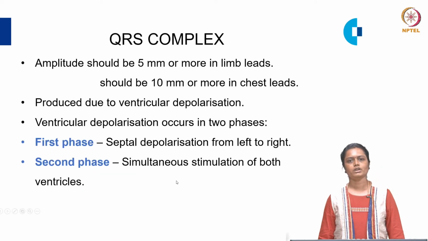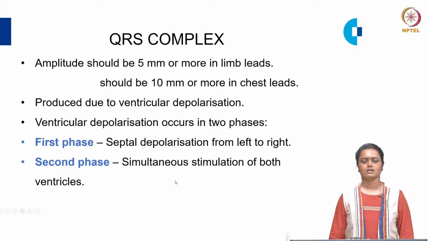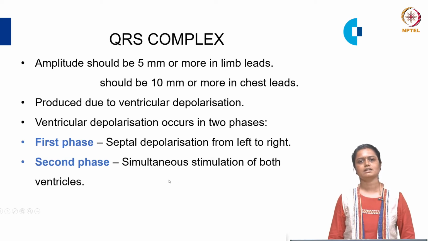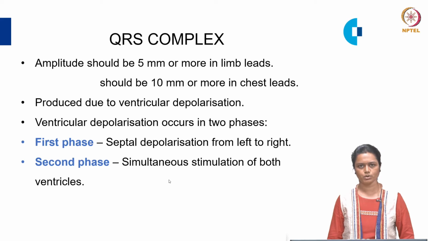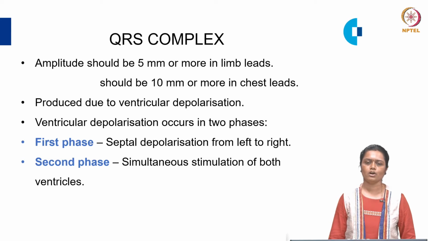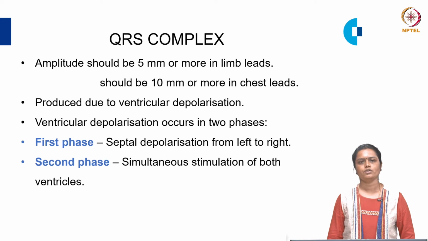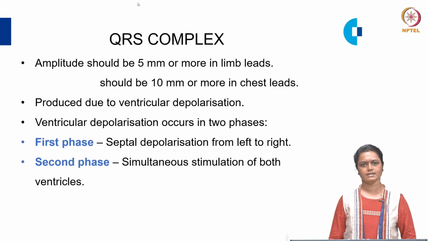So, next is your QRS complex. The QRS complex represents your ventricular depolarization, and this is the difficult complex to interpret in the ECG because you may not have all 3 waves in all the lead systems. You may have 1 or 2 waves absent in the QRS complex. The amplitude of the QRS complex should be more than or equal to 5 mm in limb leads.